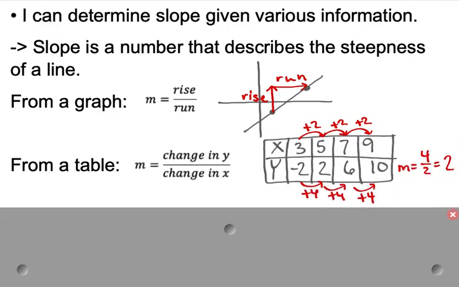Second, from a table, you'll do change in y over change in x. Here's an example over here. We've got a table with x and y. You can see the x's each time go up by 2, and the y's go up by 4. So the change in y is 4, the change in x is 2, so the slope is 4 over 2, which equals 2.